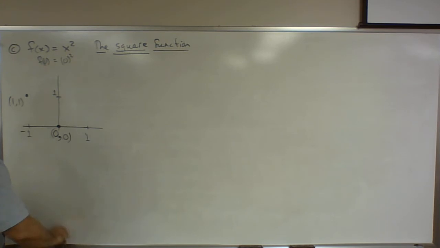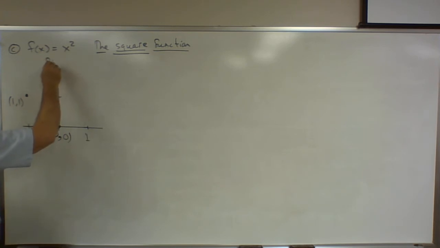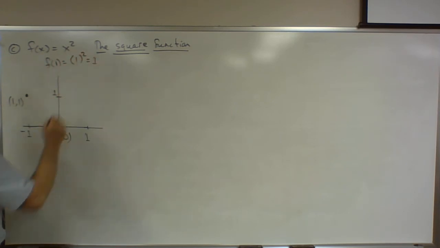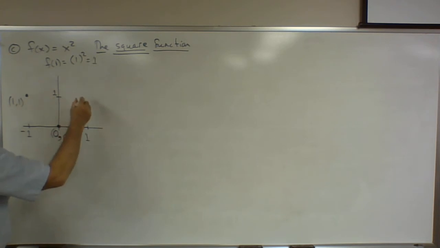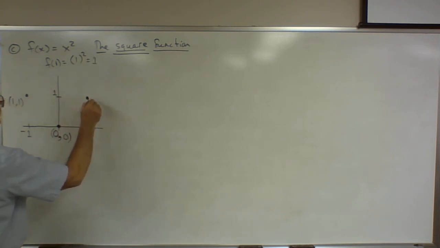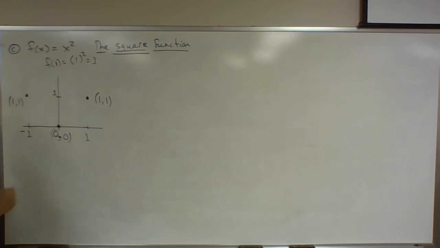And then as a third point to plug in here, I'm going to take +1. F of +1, I take 1 and substitute it for x, so I'm going to get 1 squared, which is 1. When x is 1, f of x, or the y value, is 1. So the point (1, 1) is on the graph also. And now I just play connect the dots.